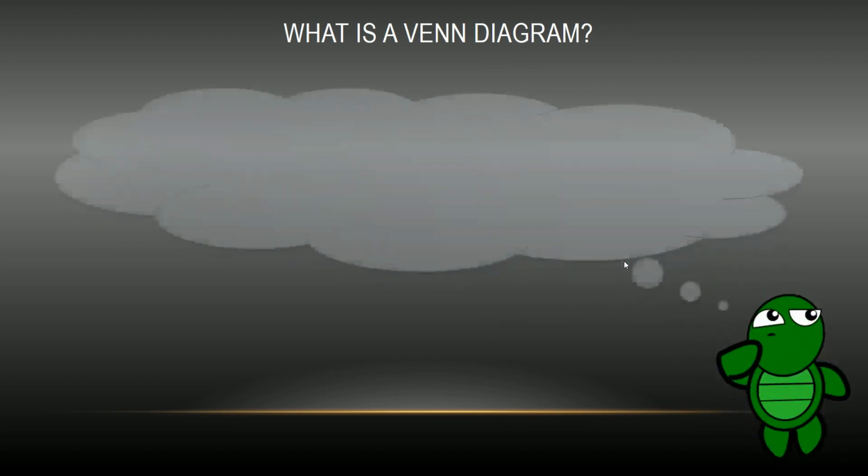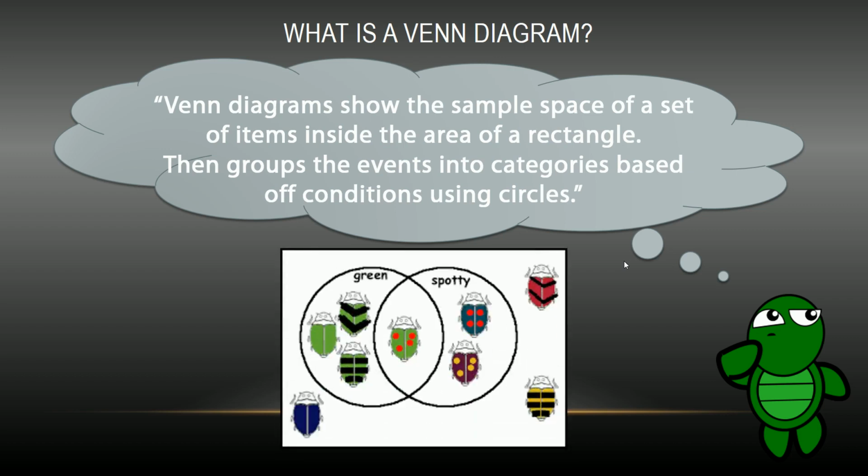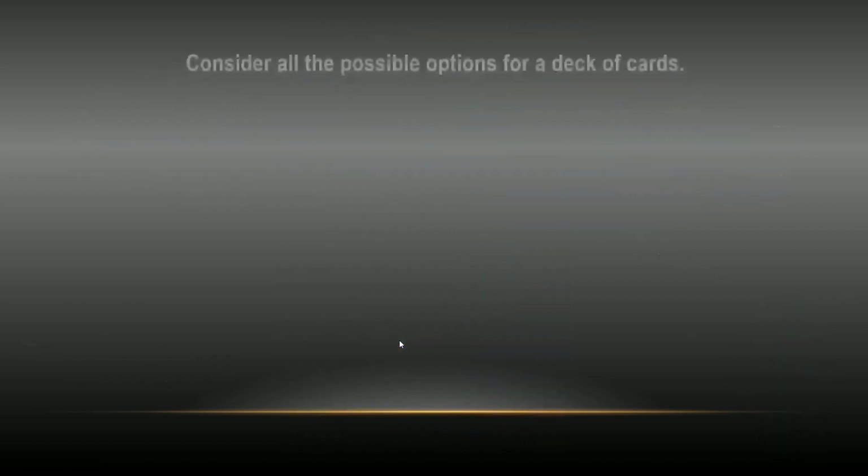So what is a Venn diagram? Okay, a Venn diagram is used to show the sample space of a set of items inside of a rectangle. You then group the categories that you want to make using circles, and then place the items inside. Okay, so there's this really simple example. There's a group of bugs where they're all green are here, and all the spotty ones are here. And look at the language I'm about to use. The green and spotty one is in the middle.